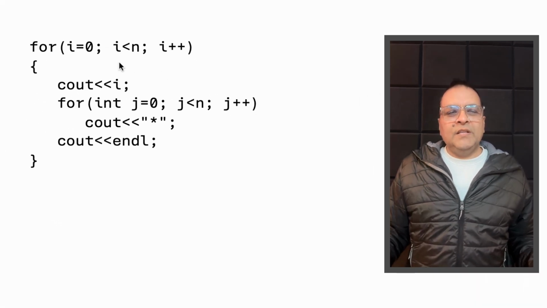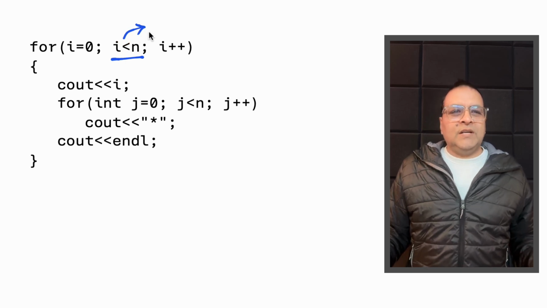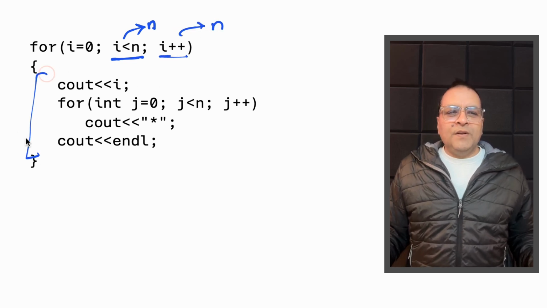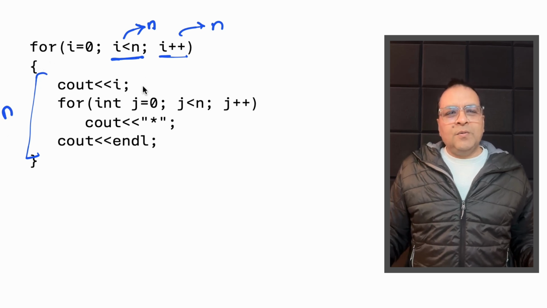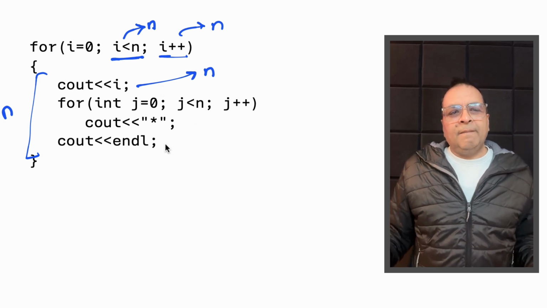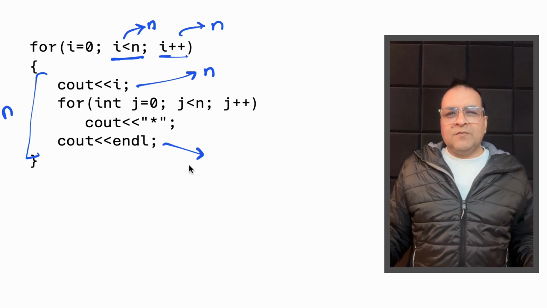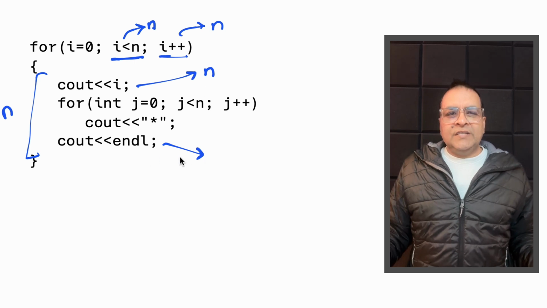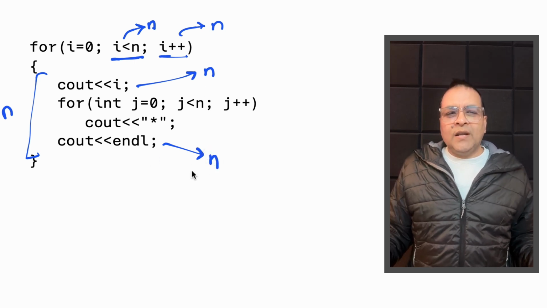Consider this for loop. In this for loop, this condition is checked n plus 1 times. Because we ignore the constant, I will be writing it n. So this condition is checked n times, this increment happens n times, and the body of the loop will be executed n times. Now inside the body of the outer for loop, this statement is executed n times because for every iteration of the loop, this statement is executed once. Similarly, this statement is also executed once for every iteration.